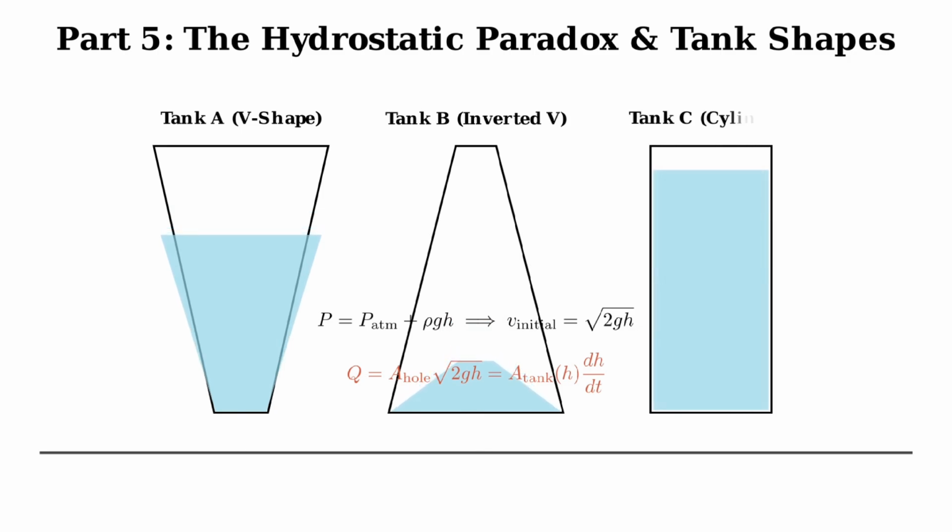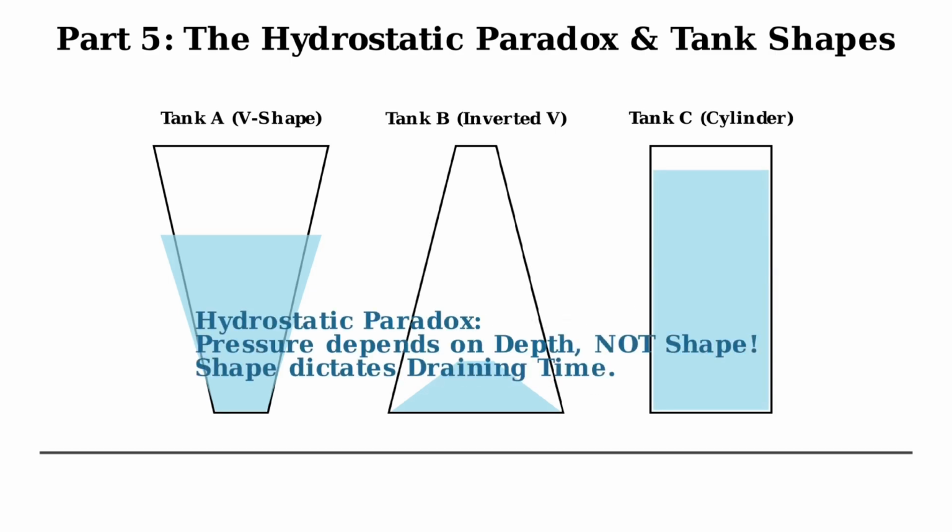To summarize, first, shape does not affect initial bottom pressure or initial exit velocity. Both start identically. Second, shape does dictate stored volume and how driving pressure head evolves over time. And third, in a standard cylindrical tank, cross-sectional area remains constant, producing a steady relationship where the water level falls progressively more slowly as depth decreases. Shape doesn't alter the physics of pressure, but it governs the evolution of time.